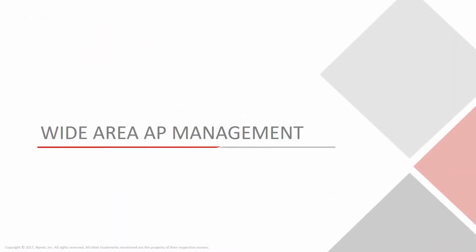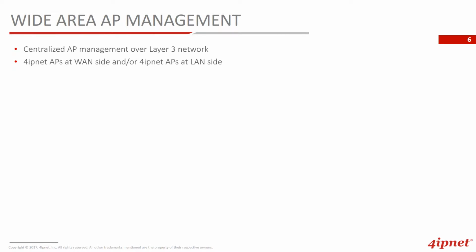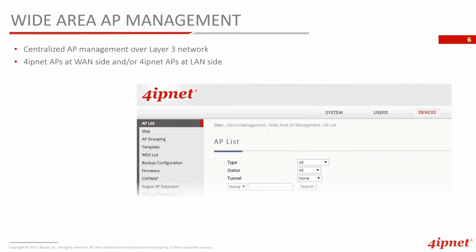I'm going to cover WAPM AP management first. Like I've briefly touched on before, this is a centralized AP management over Layer 3 network. To emphasize once more, you can manage 4IPNet APs over WAN or LAN side. More specifically, we support the Google Map feature, which gives you a method to easily see where the APs are located via a Google Map API, which is ideal for managing an outdoor network deployment.